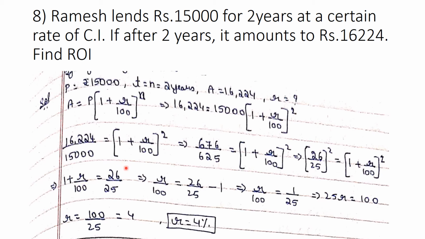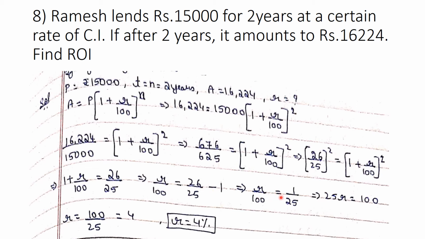Now we will take for RHS. R by 100 is equal to 26 by 25 minus 1. So take the LCM as 25. So it will become 25 ones are 25. 26 minus 25 divided by 25. So that is R by 100 is equal to 1 by 25.